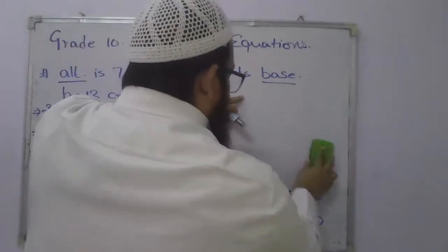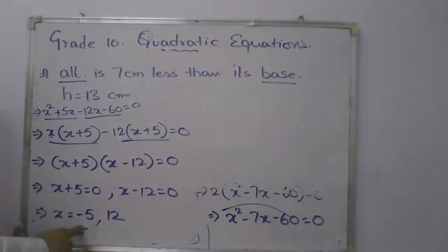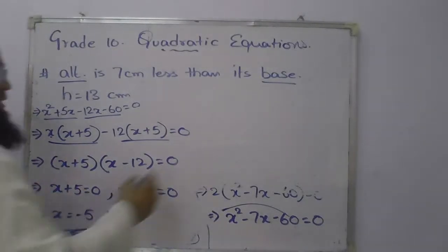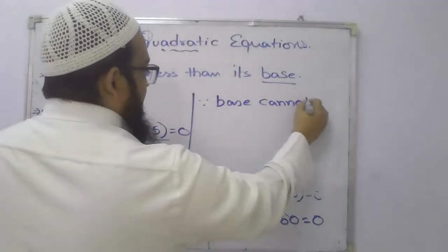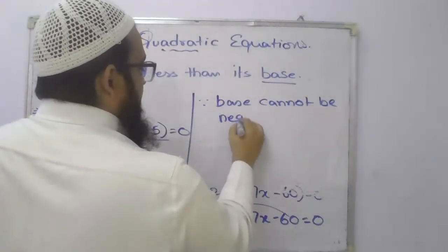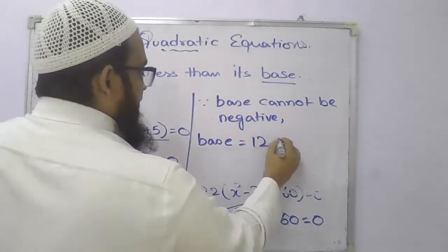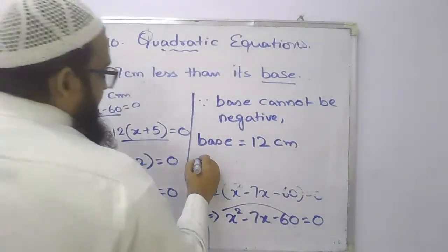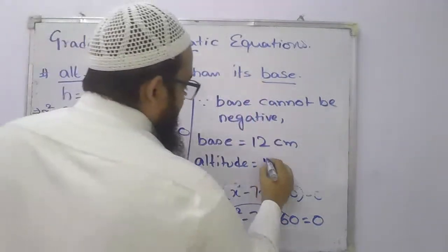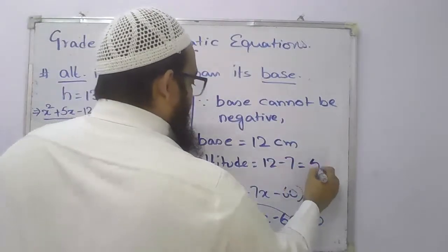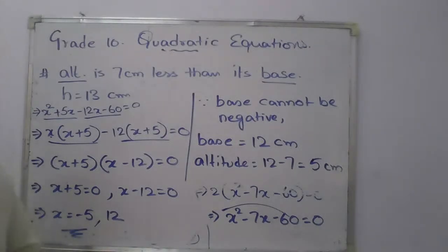What did you assume x to be? You assumed base is equal to x, right? So can base be negative, minus 5? No, it cannot be. So what will you write? Since base cannot be negative, base is equal to 12 centimeters. If base is 12 centimeters, what is altitude? Altitude is 7 centimeters less than base. That means 12 minus 7, that is equal to 5 centimeters. So base is equal to 12 and altitude is equal to 5 centimeters.